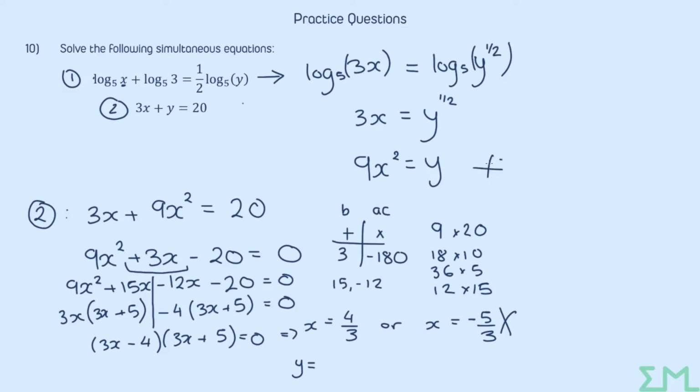Do not forget that we have a y value to find as well. So 9 times 16 over 9 cancel to make 16. Okay, so we've got our answers of 4/3 and 16 for these simultaneous equations because we are ignoring this solution.